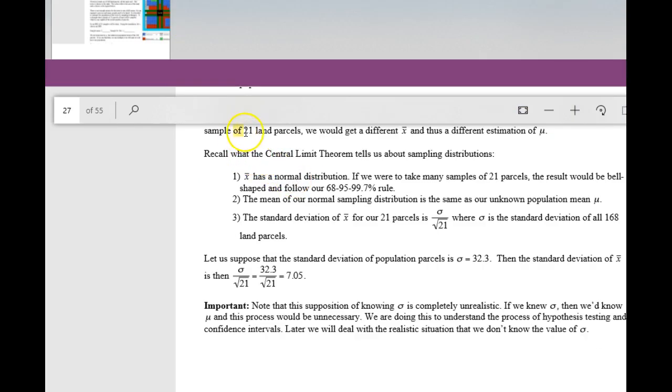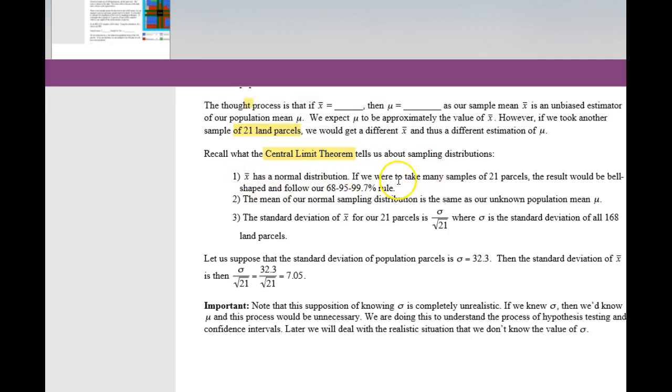So if our sample size is sufficient, we have 21 here, which is getting pretty close. Remember from the central limit theorem, what does that tell us? This tells us that x bar is going to have an approximate normal distribution, an approximate bell-shaped curve, and we could apply the 68, 95, 99.7 rule. Again, that's another property of the normal distribution, which we're assuming.